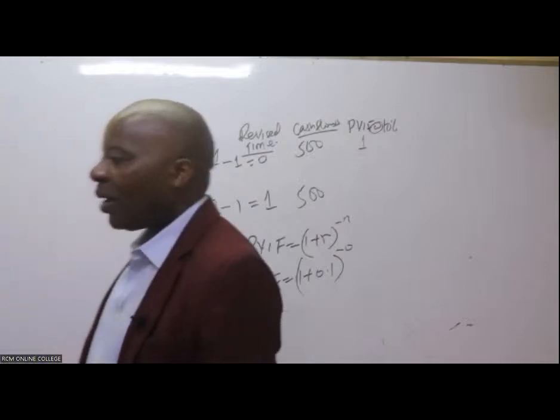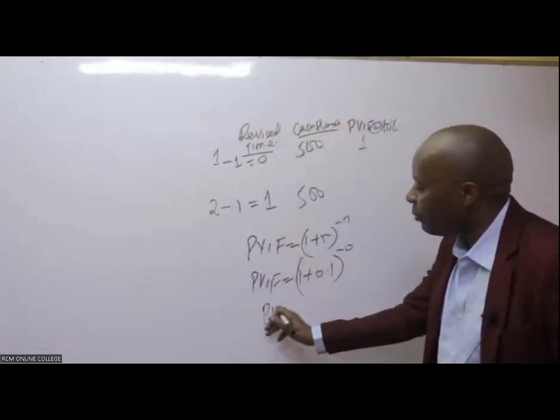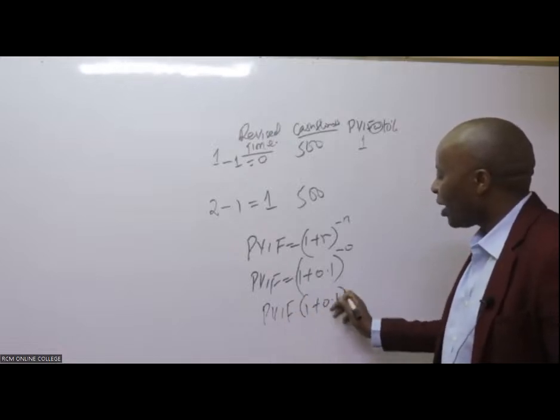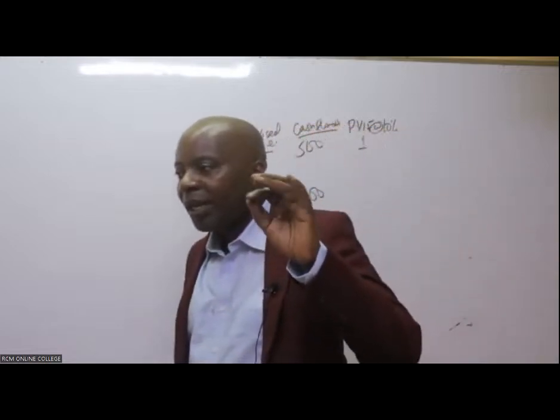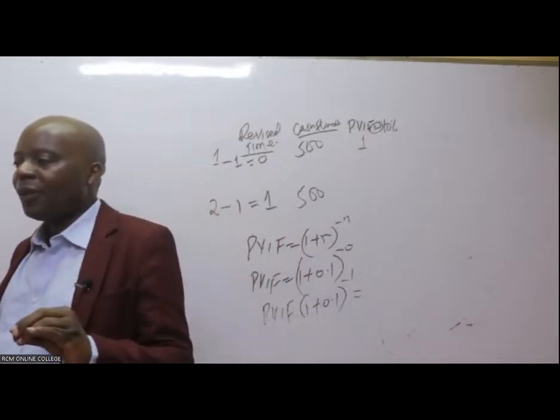So that is 1. How about when n is 1? Can somebody give me the PVF when n is 1? It will be 1 plus 0.1 raised to negative 1. Please ensure that you pick your calculator and raise it yourself.